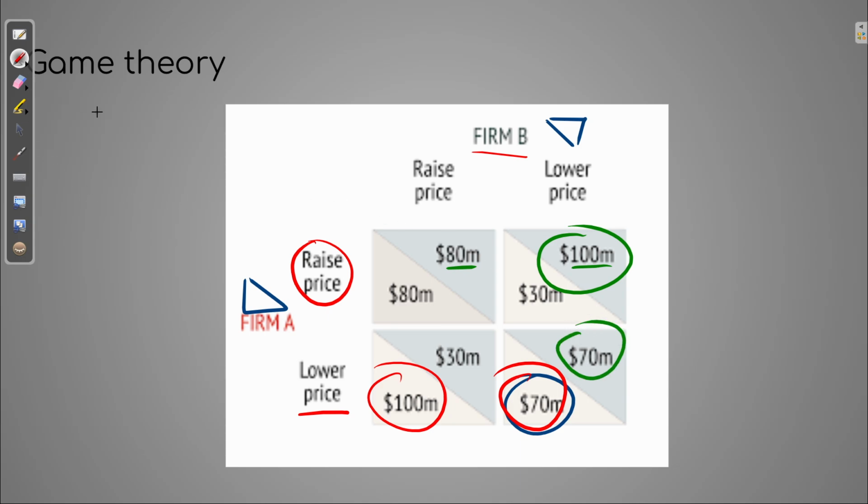So you can see this box has two circles, and that makes it a Nash equilibrium. And like I said before, a Nash equilibrium is where the total market profit is maximized for the firms. And also, this is where the firms have no incentive to cheat on each other or to switch to a different strategy.